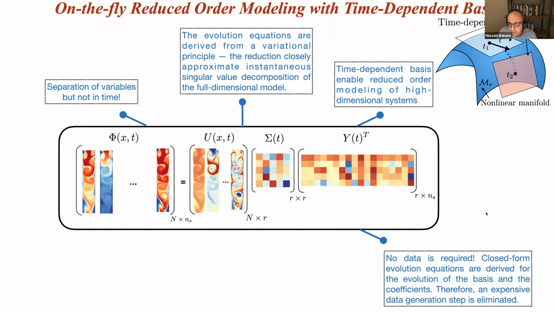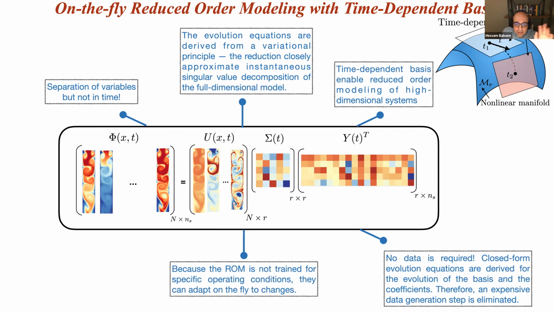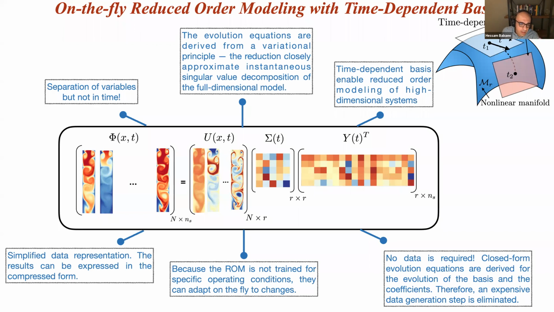And like I said, there's no data required. We derive an evolution equation. We extract this not from doing any DNS or generating any data, but we derive the evolution equation for this. So that expensive part of data generation is completely eliminated. The other nice thing is that because there is no data, these low rank approximations can adapt to the operating condition on the fly. And because of this nice SVD-like structure, the spatial modes U and Y are both highly interpretable.